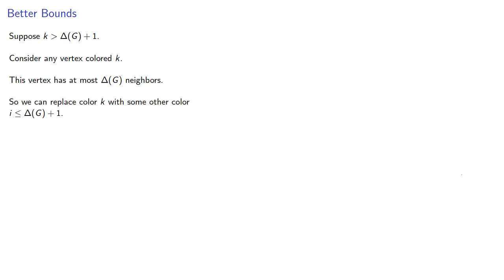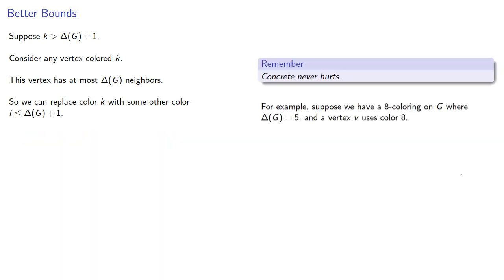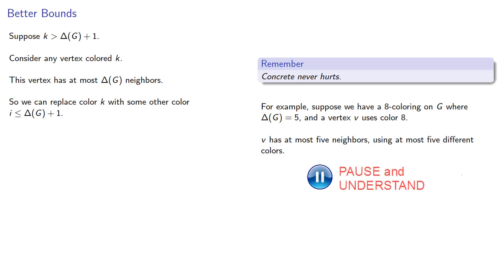So now suppose k is greater than the greatest degree plus 1. Consider any vertex colored k. This vertex has at most Δ(G) neighbors, so we can replace color k with some other color i less than or equal to Δ(G) plus 1. Now, in case that's not obvious, remember, concrete never hurts. For example, suppose we have an 8-coloring on G where the greatest degree is 5, and some vertex V uses color 8. Since the greatest degree is 5, V has at most 5 neighbors using at most 5 different colors. So we can switch color 8 to one of the first 6 colors. You should prove this.